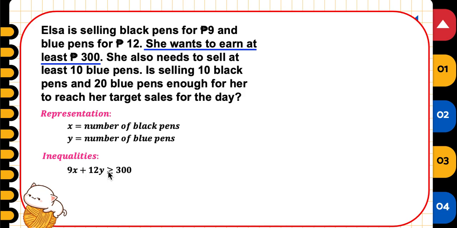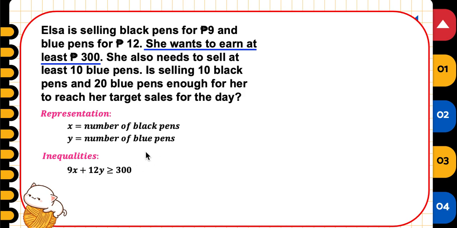Greater than or equal to. Why do we use this inequality symbol? Because of the words at least. So in short, when we say at least, 300 is the minimum. So her target sales is to definitely reach or go beyond 300 pesos. So greater than or equal to 300.